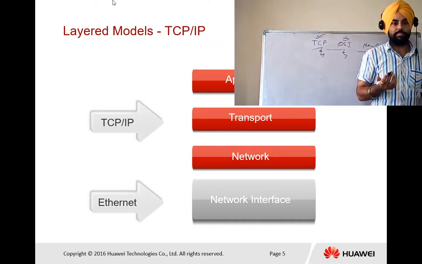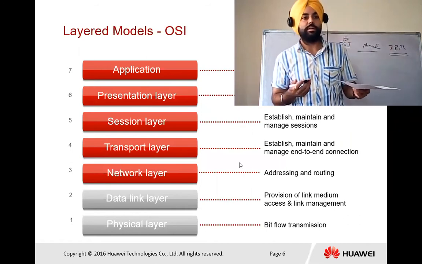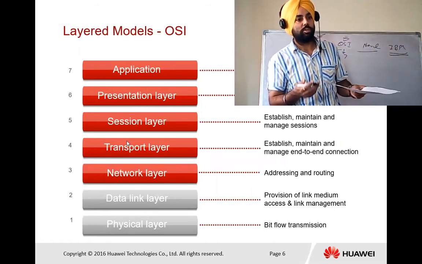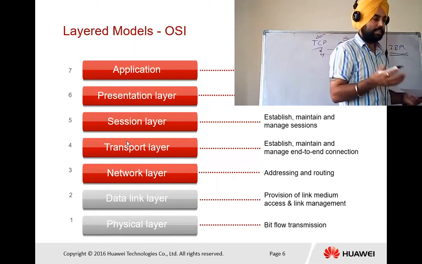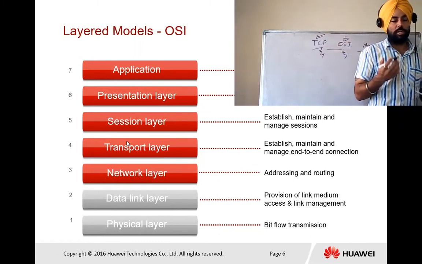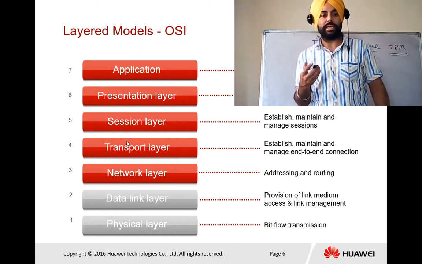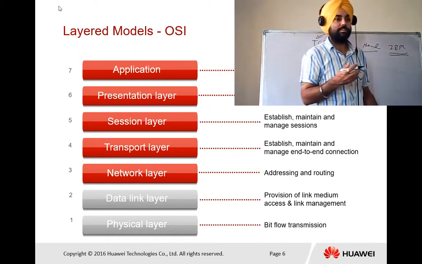Next we have the OSI reference model. These are all the layers, and they work from bottom to top. From the bottom, the first layer is the physical layer. Second is the data link layer.